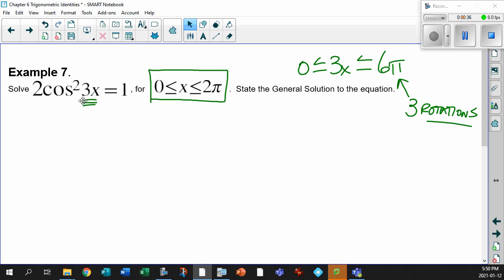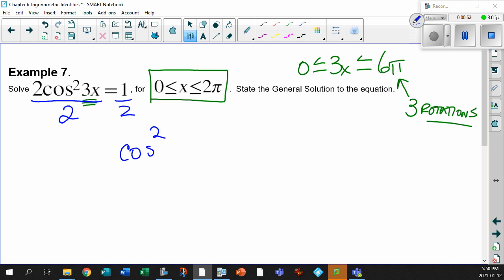Watch this. Second thing is you have to follow now the 4 steps. Now that you've changed this domain, stick to the plan. Follow the 4 steps. The next one is to isolate. So, first things first: divide by 2, divide by 2. This gives you cos squared 3x equals 1 over 2.